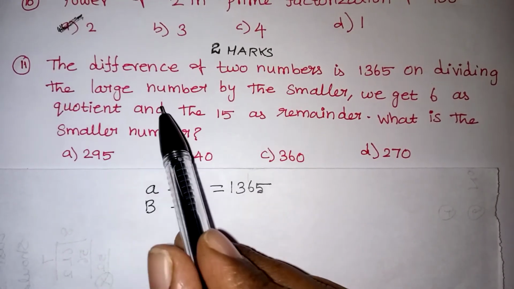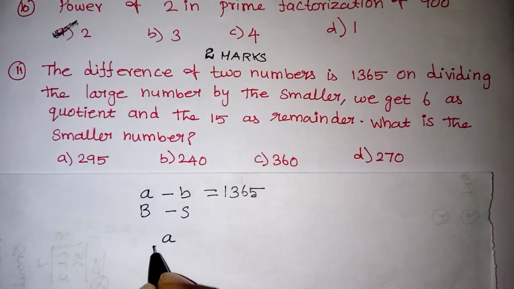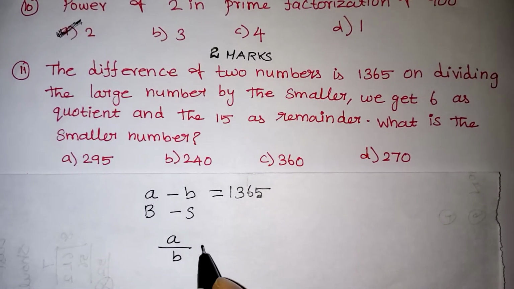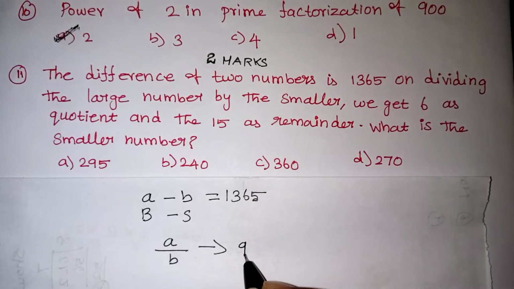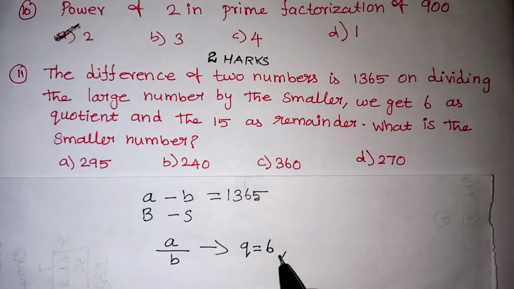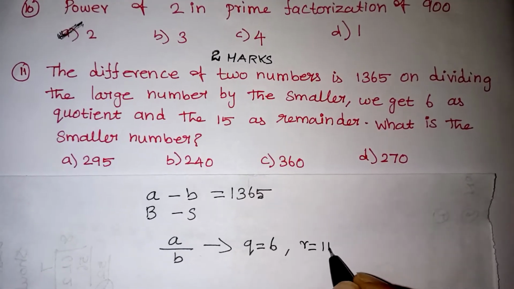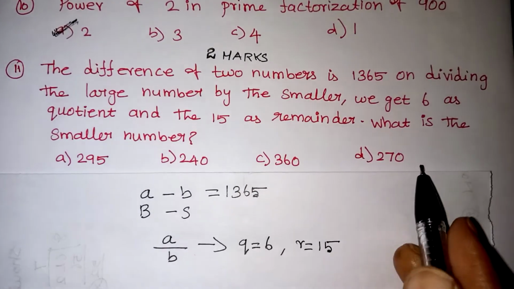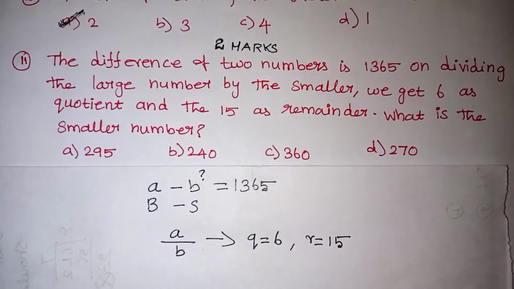Now the large number by the small number. That means if you are dividing the large number by the small number, we will be getting 6 as a quotient. So the quotient value we will be getting as 6 and the remainder value we are getting as 15. So R is equal to 15. So this is the given question. What is the smaller number they are asking? So they are asking to find out what B is.